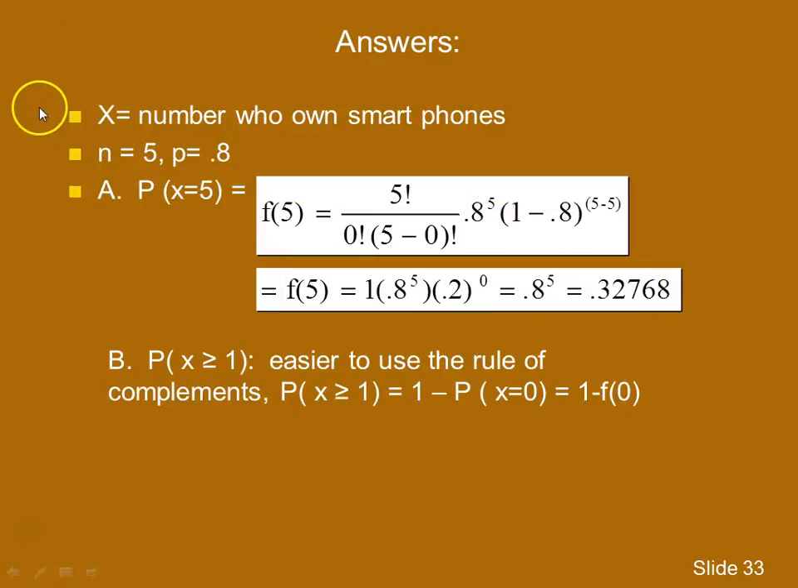We define our variable x to be the number of people who own smartphones. We took a sample of n equals 5 students. You were told the probability of owning a smartphone was 80%, or 0.8. So in part A of the problem, we want the probability that x equals 5, or we can call that f of 5.